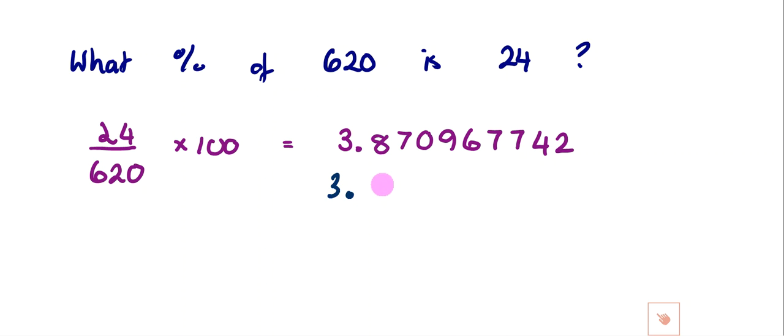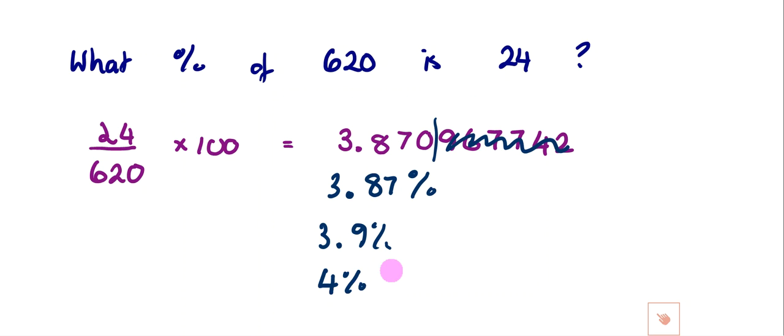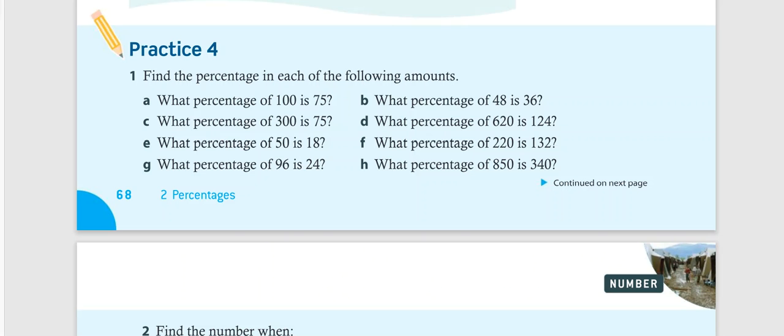So the answer would be 3.87. We look at the 0 and we just keep it as the 7. The rest of it doesn't matter. 3.87%. Could anyone round that to a lower accuracy, so less accurate? 3.9, yeah. An even lower accuracy? 4%. Good. All of those, very happy with. They're all correct. How do you feel about that as an example? So the next question is, do we want to do another one of those or do you feel good with them?